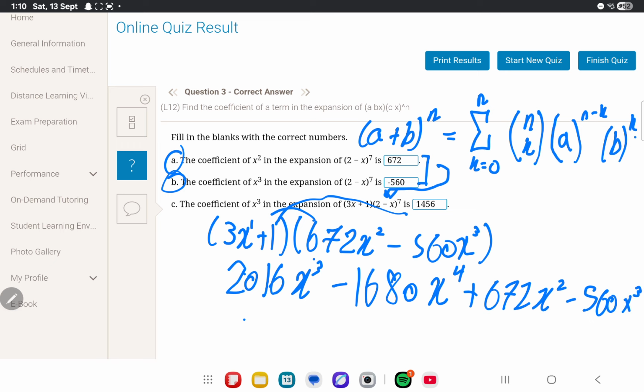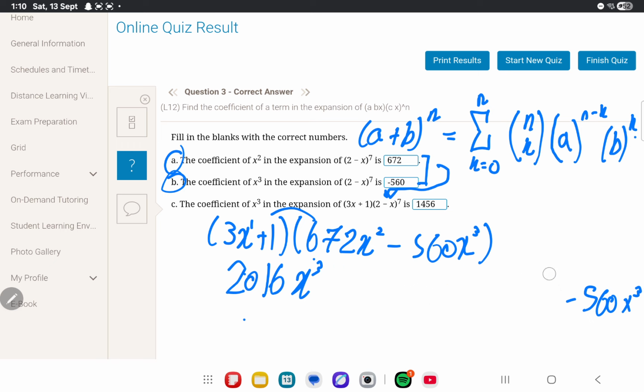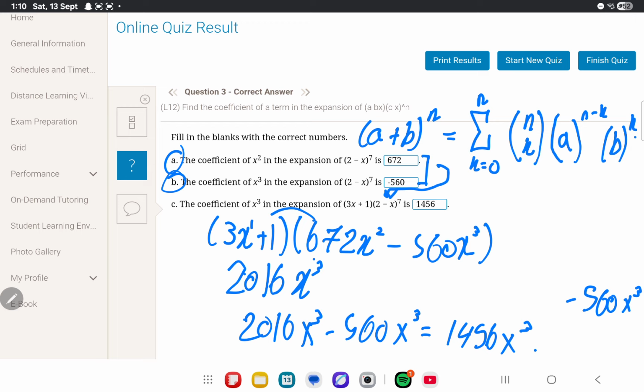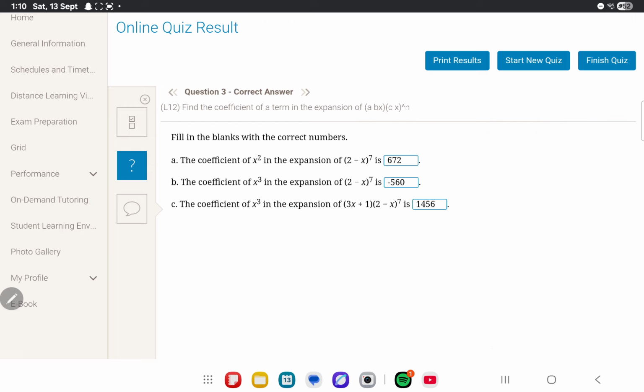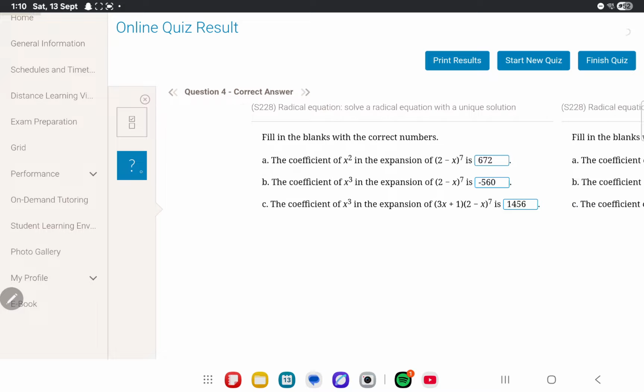Now I'm only concerned with the coefficient of x cubed, as is given to me in the question. So I'm going to erase everything that has nothing to do with x cubed. The x to the power of 4 has nothing to do with x cubed. X to the power of 2 has nothing to do with x cubed. So all I really need is 2016x cubed minus 560x cubed. And this will give me 1456x cubed, and this is my final answer. Of course, they only want the coefficient, so you write in 1456.